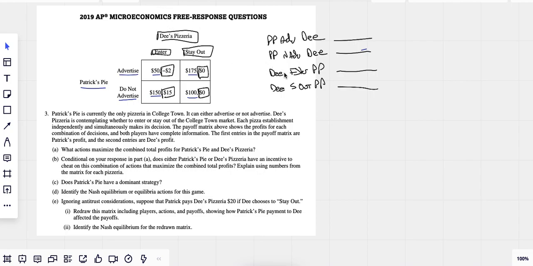2019 AP Micro FRQ, number 3, Oligopoly from 2019 was very tough. The whole 2019 test was absolutely painful. Let's look at it here.